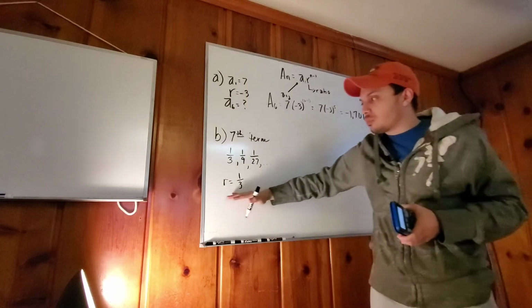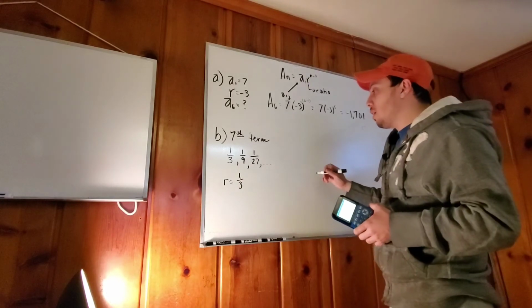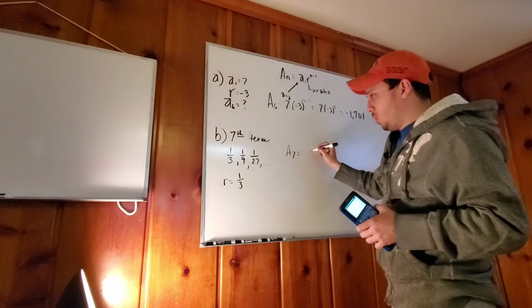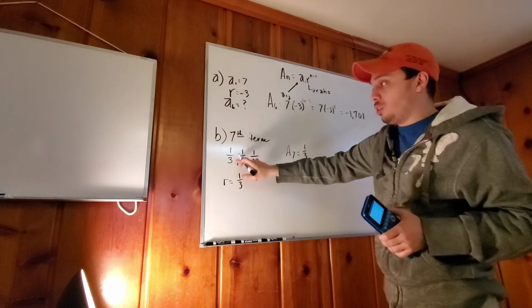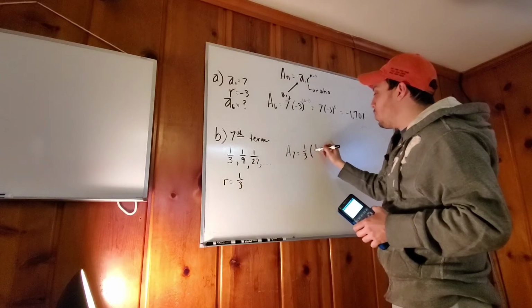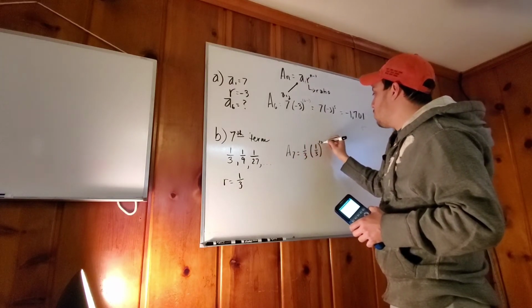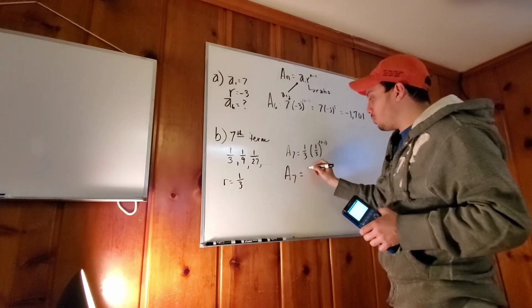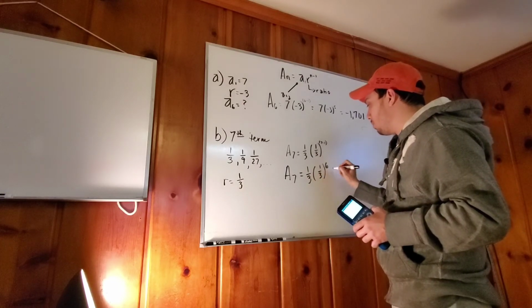So in here, let's do the second example. In the second example, it says that I need the 7th term. So a of 7 is going to be 1/3, because the first term is 1/3, but the ratio is also 1/3, to the 7 minus 1, which is 6, right? So a of 7 is 1/3 times 1/3 to the 6th power.